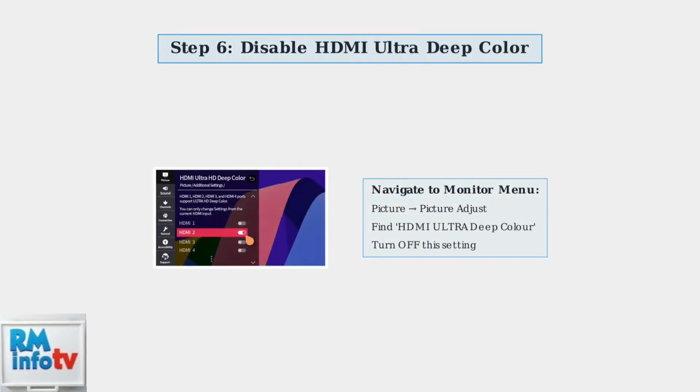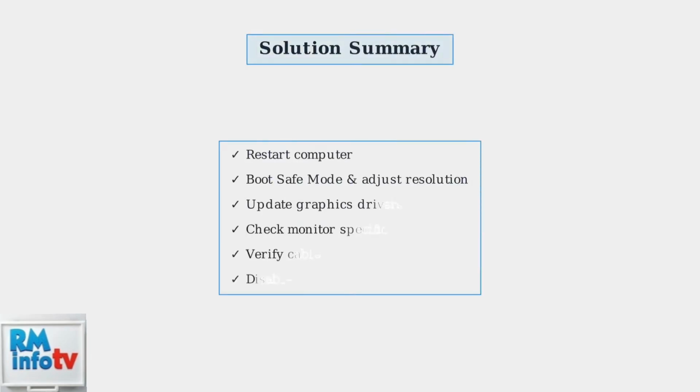As a final solution, some LG monitors have an HDMI ultra deep color setting that can cause compatibility issues. Access your monitor's menu and disable this setting in the Picture or Picture Adjust section. These six steps should resolve most out-of-range errors on LG monitors. Start with the simple restart, then work through each solution systematically until your display is working properly.